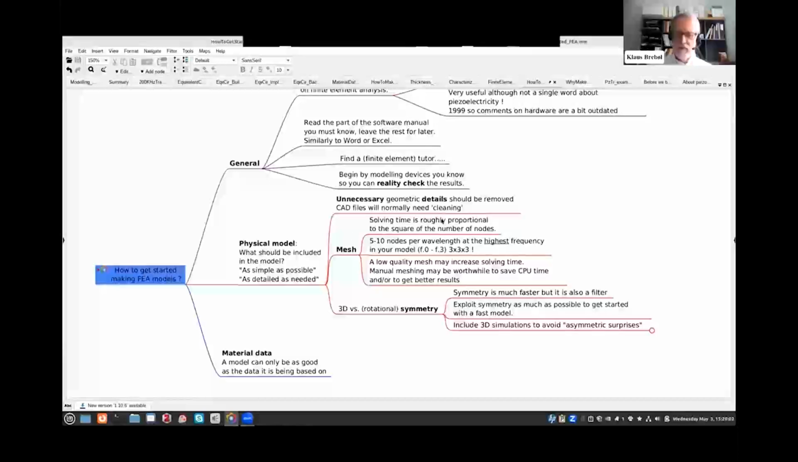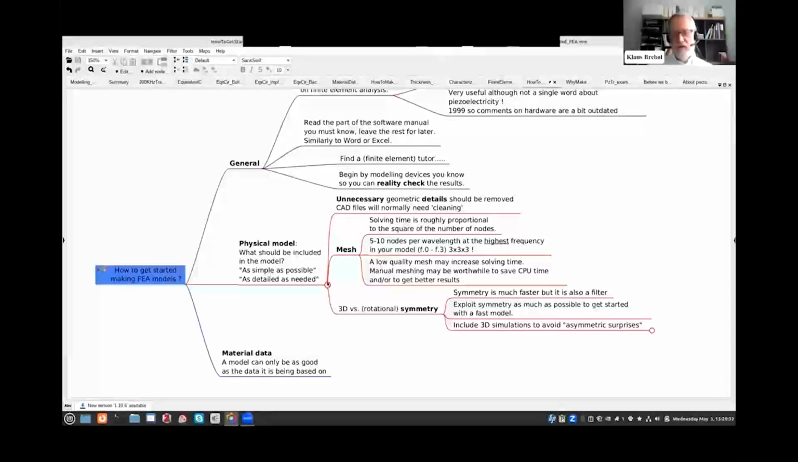You will have to remember that solving time is roughly proportional to the square of the number of nodes. A good choice is 5 to 10 nodes per wavelength at the highest frequency in your model. So if you model the resonance you're operating at, that's one density, but if you want to include the third harmonic, then suddenly you will add 3 times more nodes per dimension that you are including, so you may end up with a considerably larger figure.